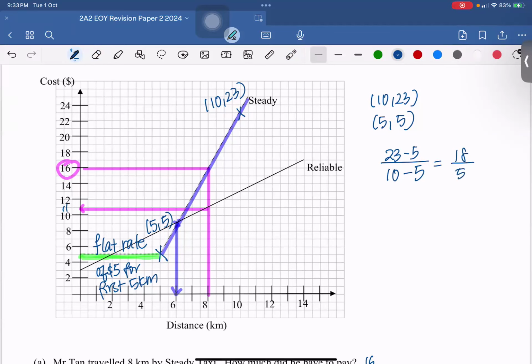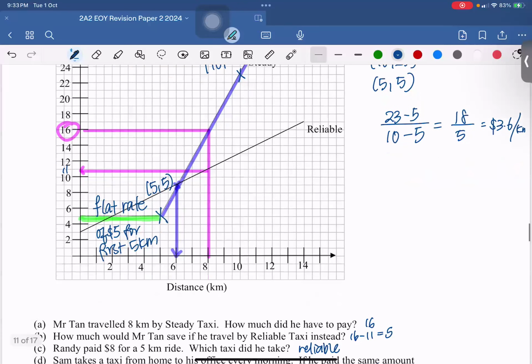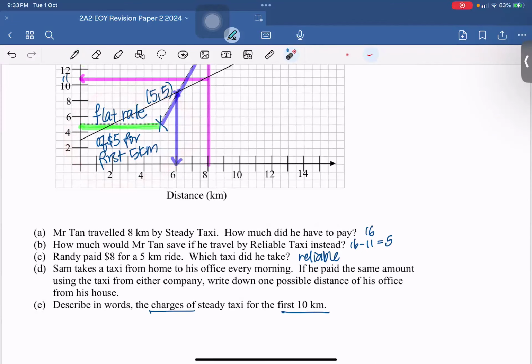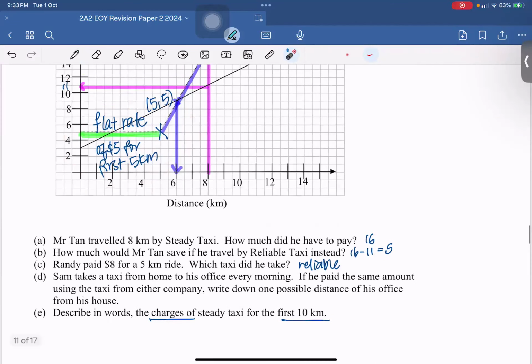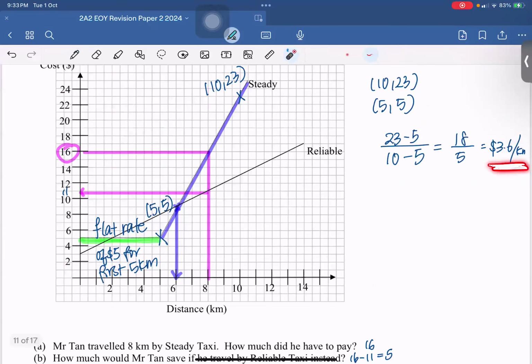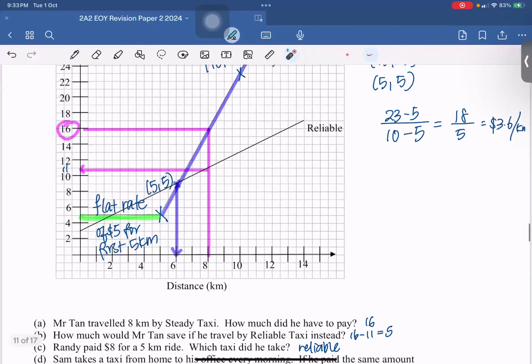18 divided by 5. 18 divided by 5 is what number? $3.60 per kilometer. Yeah. So this one, the distance will be made up of a flat rate of $5 for the first 5 kilometers, and then $3.60 per kilometer after that. Okay, so this one is the answer for E.